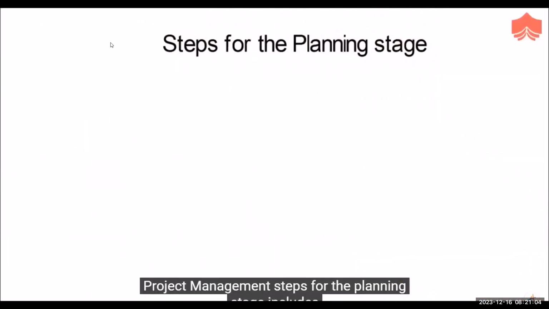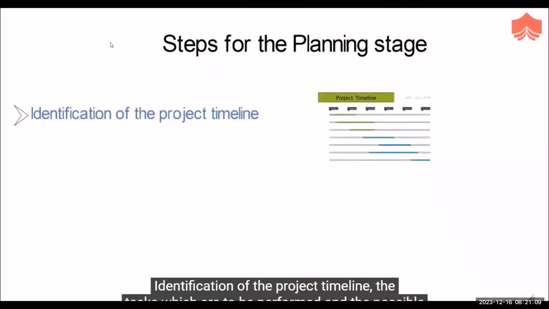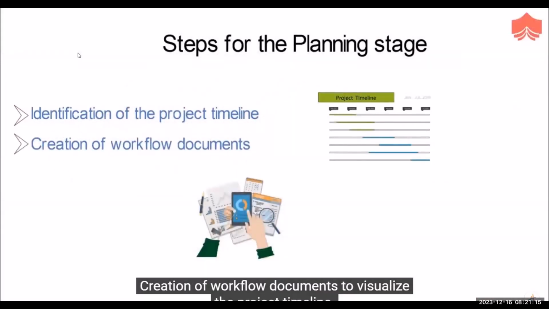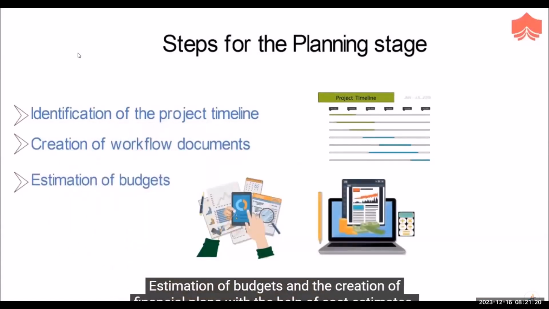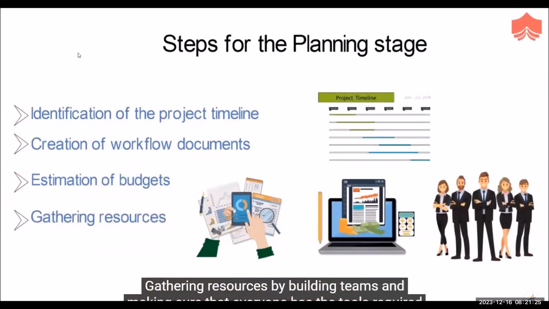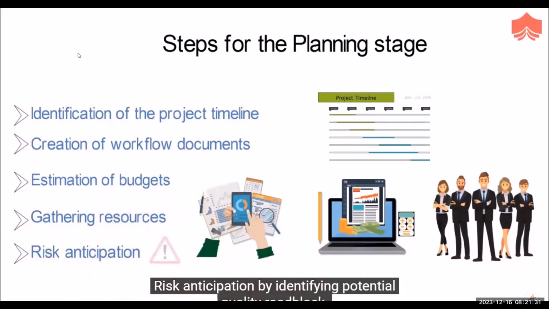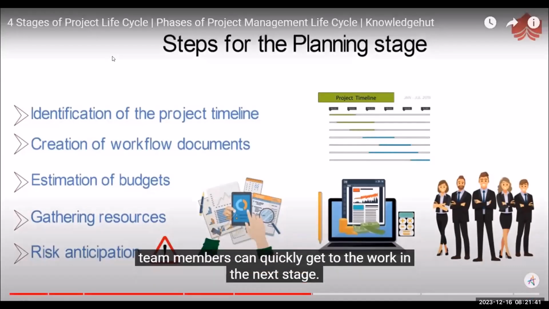Project management steps for the planning stage include identification of the project timeline, the tasks which are to be performed, and the possible constraints. Creation of workflow documents to visualize the project timeline. Estimation of budgets and the creation of financial plans with the help of cost estimates. Gathering resources by building teams and making sure that everyone has the tools required to perform their tasks. Risk anticipation by identifying potential quality roadblocks. It is important to have everything outlined and explained to the team so that the team members can quickly get to the work in the next stage.